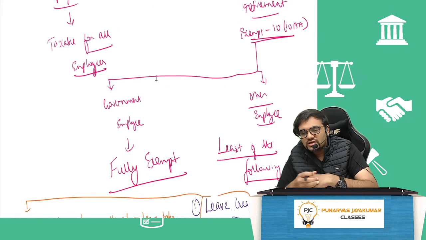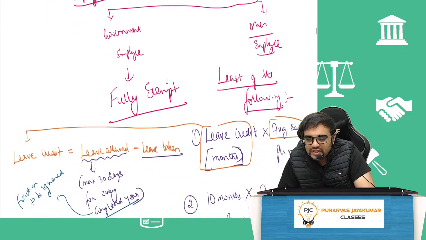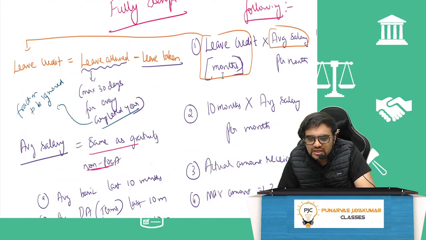Other employees, now least of the following is exempt. Least of the following. So what is that? Leave credit in terms of months. What is leave credit? Leave allowed minus leave taken. So if leave allowed is 30 days for every year, and the leave taken is 20 days, what is the credit that you are getting? 10 days. If some companies actually have leave credit of 40 days also, I cannot take 40 minus 20. I should take 30 only. Because leave allowed depends on company to company.